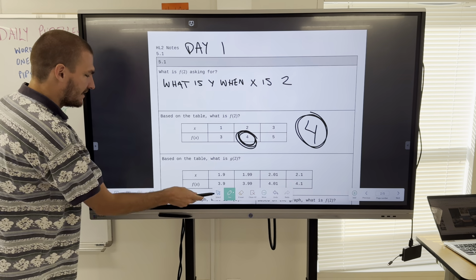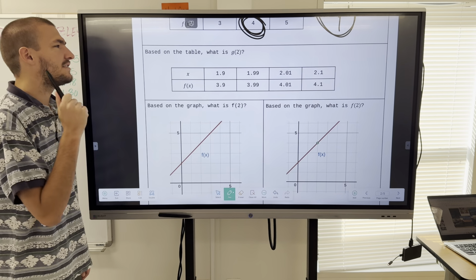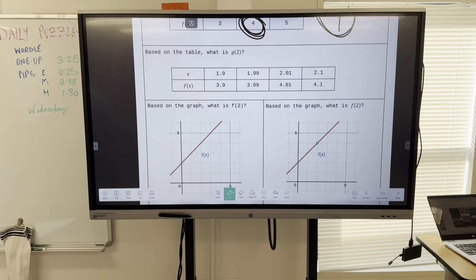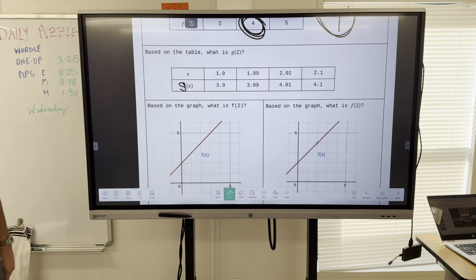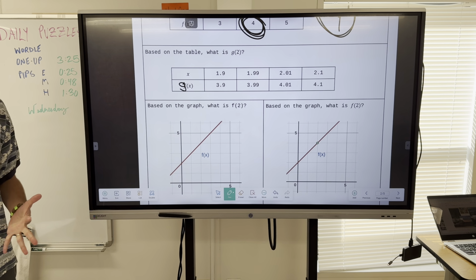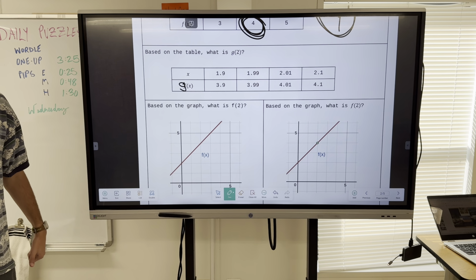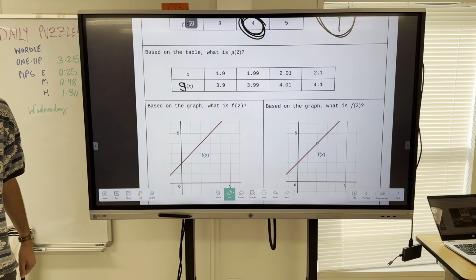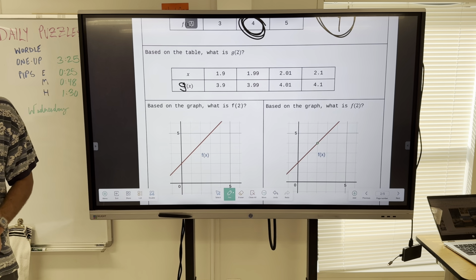Okay, now let's scroll down here and let's look at this. Based on this table, what is g of 2? Oh, we got our first typo, right? We're gonna fix that. We gotta add there. That's okay. Based on this table, what is g of 2? Answer from the crowd. Also 4. Is it though? Not based on the table. Is it though?